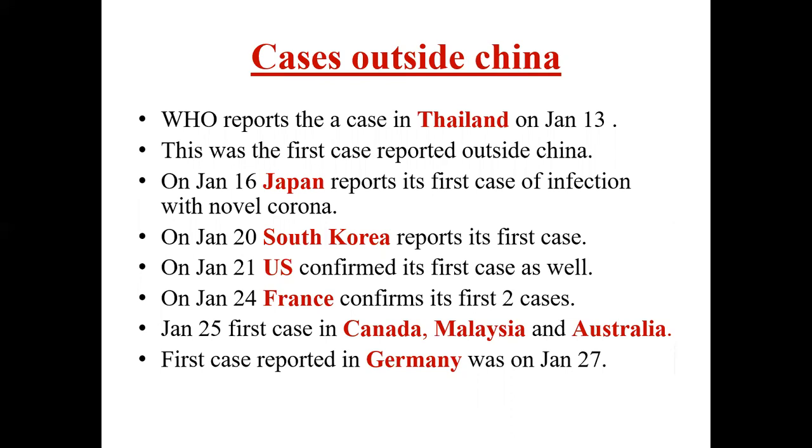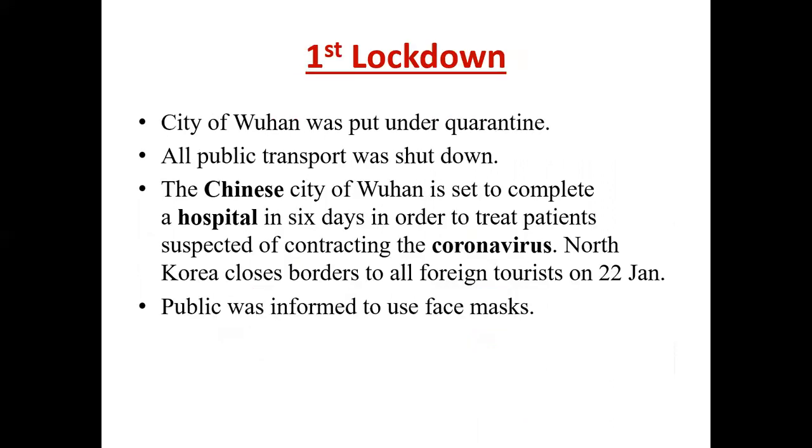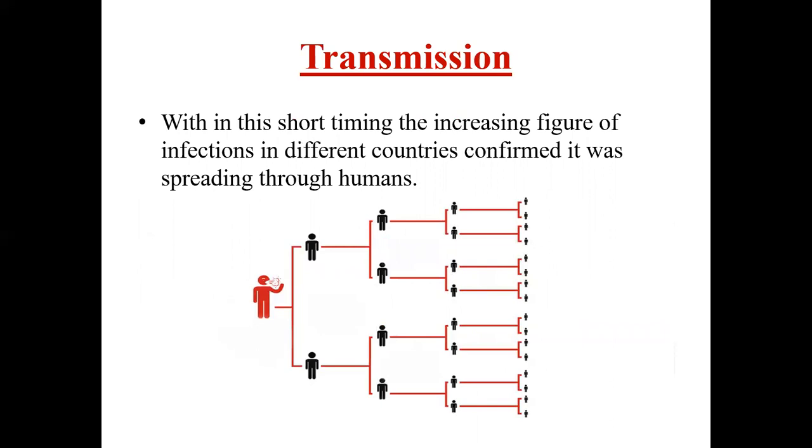41 people were reported as infected, but still, the Wuhan Health Commission declared that the virus could not spread through humans. Keeping this in mind, the World Health Organization reported its first case outside China on January 13 in Thailand. Later on, cases started increasing on a daily basis in different countries, such as Japan, South Korea, United States, France, Canada, Malaysia, Australia, Germany, etc. Within this short time, the increasing figure of infections in different countries confirmed it was spreading through humans.